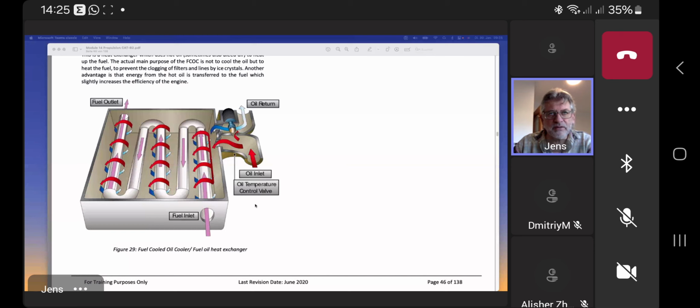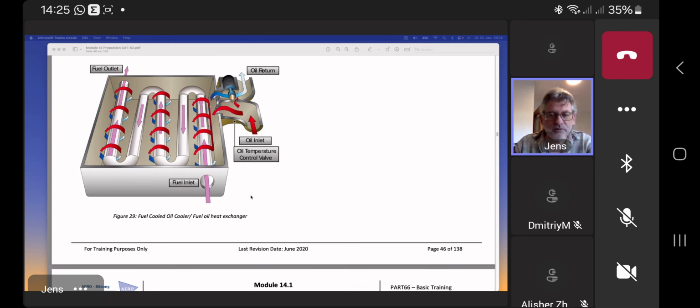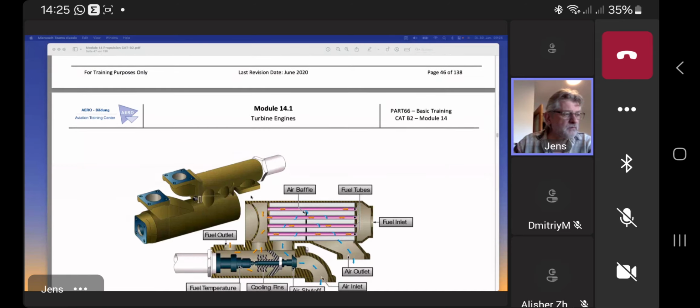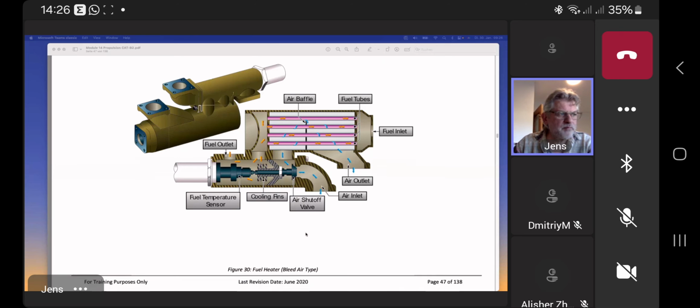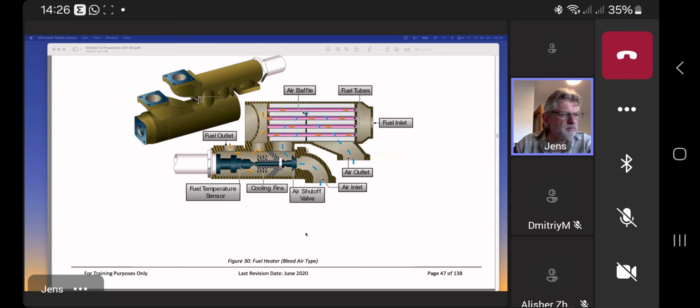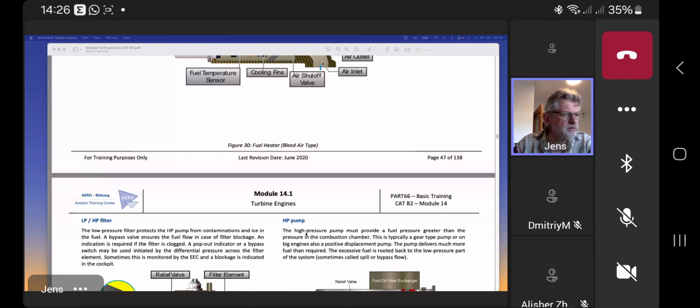And yes, going back to oil, there are several coolers, because just exchanging heat with the fuel is not enough. We also find air oil coolers. This is the advantage of an additional fuel heater. It's mainly driven by Boeing, as far as I can remember, in their system.